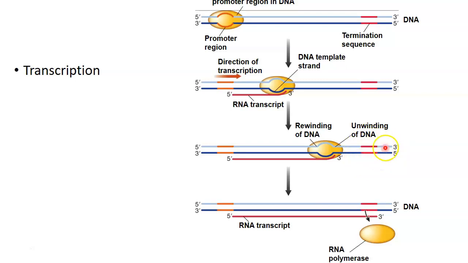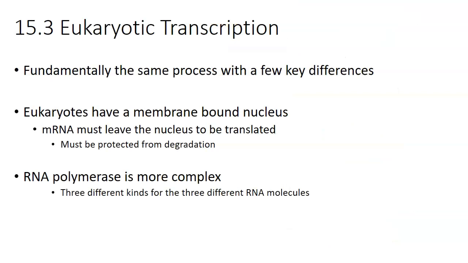There's going to be a sequence here called the termination sequence, which again is usually a highly repetitive sequence. And once that RNA polymerase gets here, that's going to cause instability of the complex, causing the RNA polymerase to come off, causing the RNA transcript to be released, and our DNA goes right back to normal. It's going to re-anneal and rewind right up. So that's it. We've got initiation, elongation, and termination. Those are the three stages.